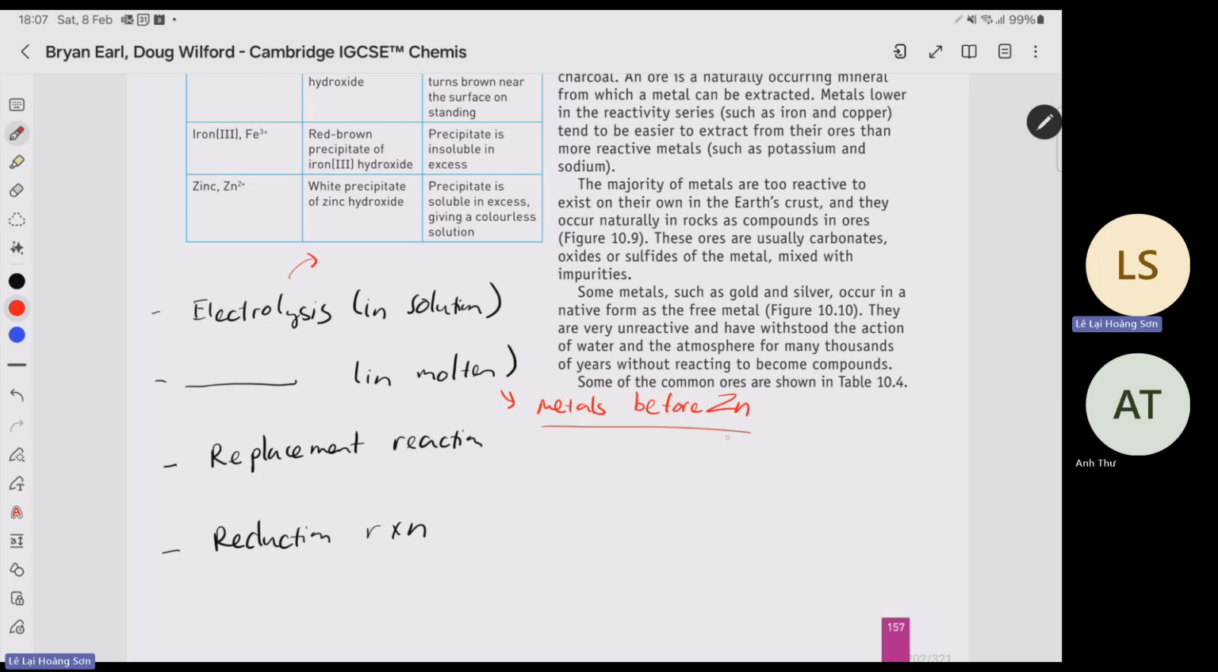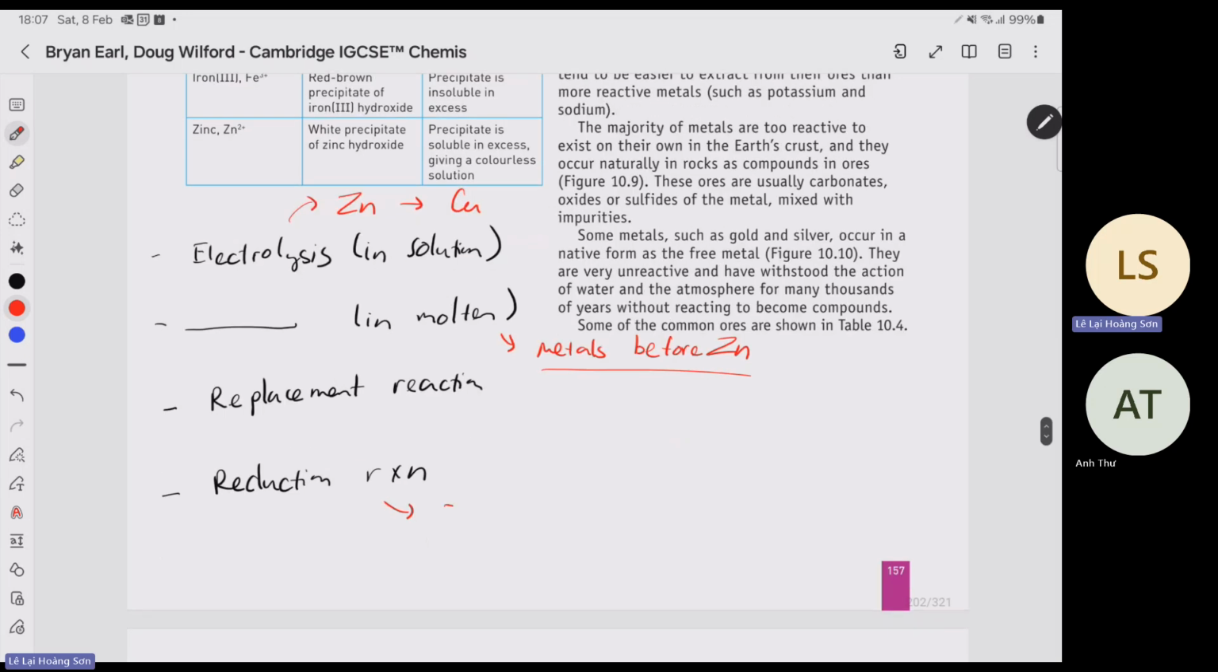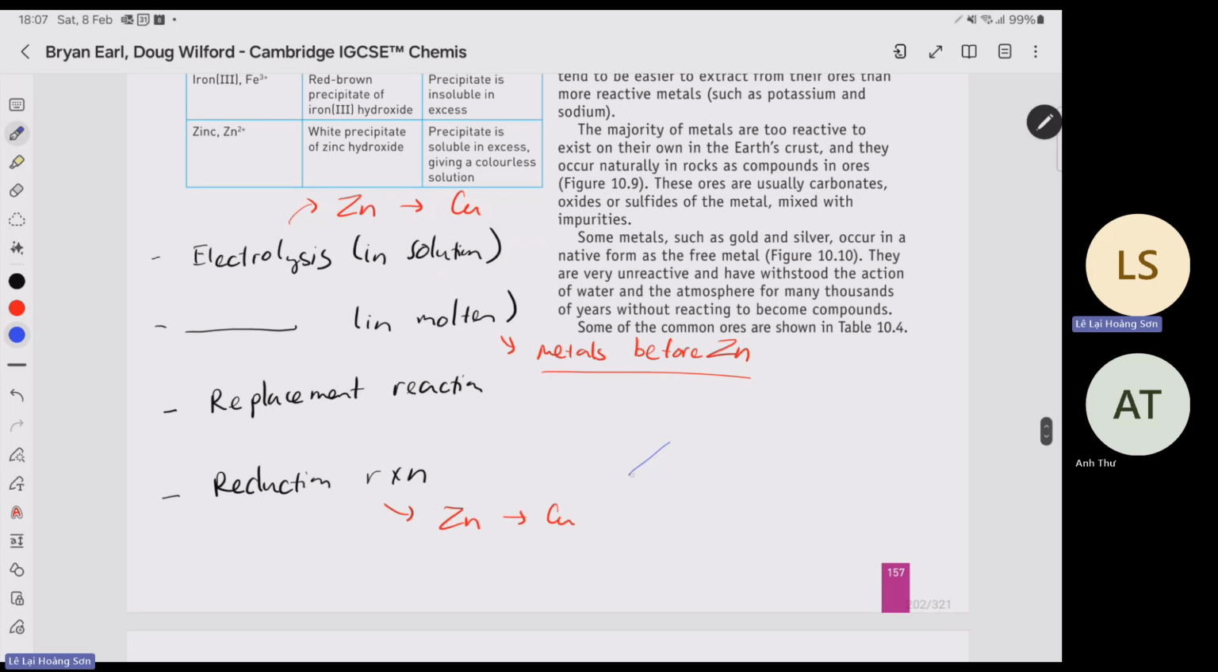For the electrolysis in the solution, this one can also be applied to the reduction reaction. We have the option from zinc onward. Okay, zinc to copper, and we can also apply the same range from zinc to copper for the reduction reaction as well. Okay, so can you name me some of the reducing agents that we're gonna use for the reduction reaction?